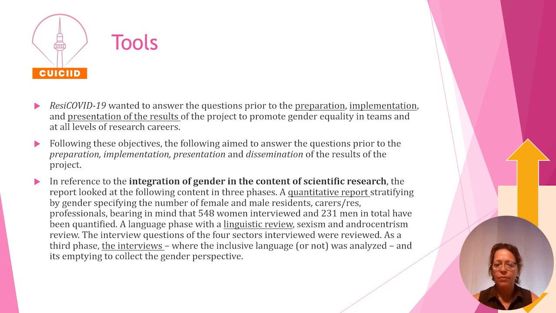content of the three phases: a quantitative report stratifying by gender, specifying the number of female and male residents, carers, and professionals, bearing in mind that 548 women and 231 men in total were interviewed. A language phase with a linguistic review, a sexism and androcentrism review. The interview questions of the four sectors interviewed were reviewed. And as a third phase, the interviews where inclusive language, or not, was analyzed, and its effectiveness in collecting the gender perspective.